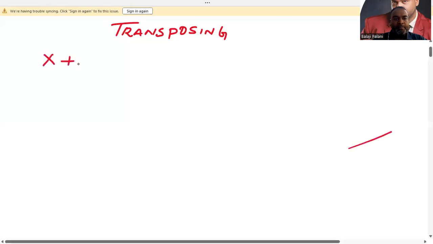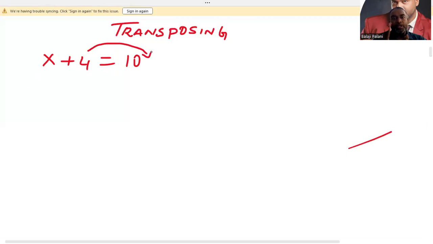I have a simple equation here, x plus 4 is equal to 10. We would have studied this in lower classes. We are going to find the value of x by moving what? The number to the other side. So basically how I teach is: variables on one side, numbers on the other side.